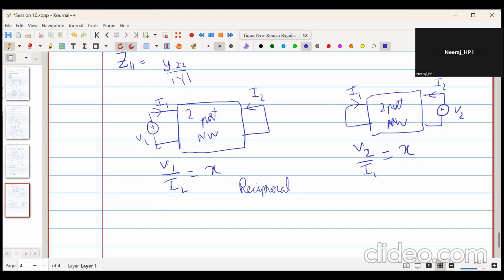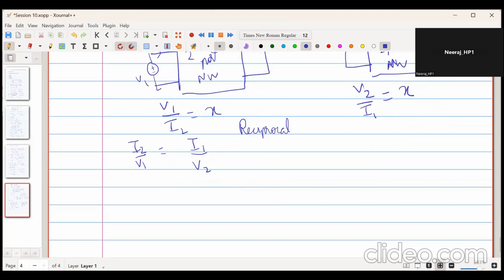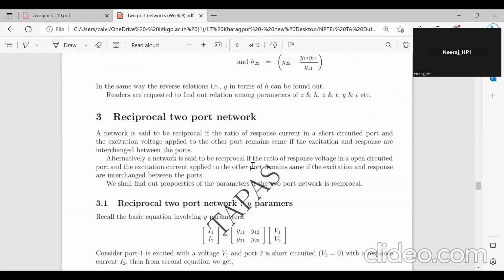Any doubts in this? Okay. I think I made a mistake. It actually should be ratio of excitation. I2 upon V1, ratio of excitation to input should be ratio of excitation to input. Okay. So this is for reciprocal network. And that's what they have told over here. So if I interchange the excitation and response, I get the same thing.